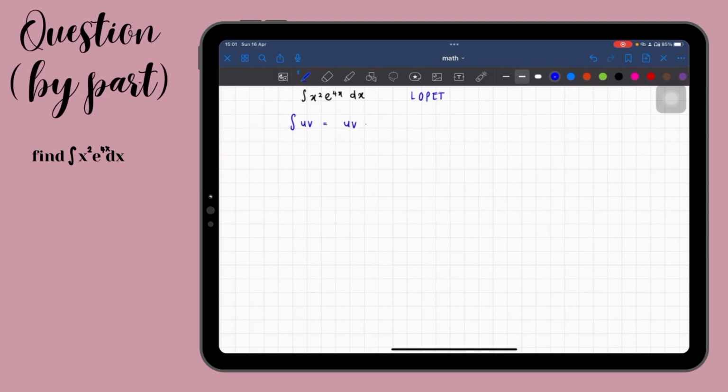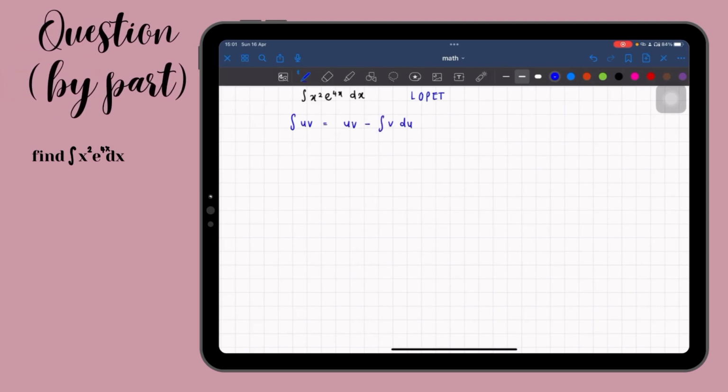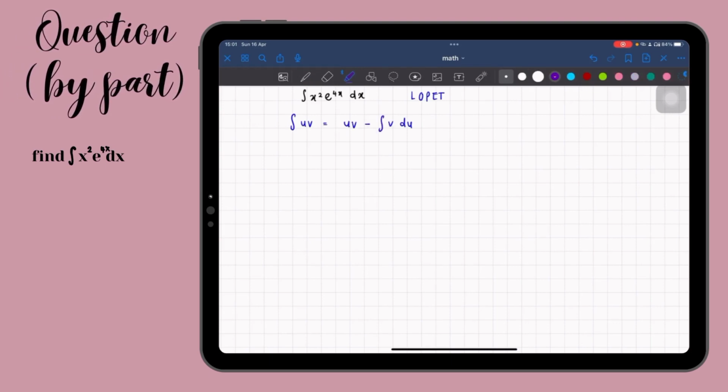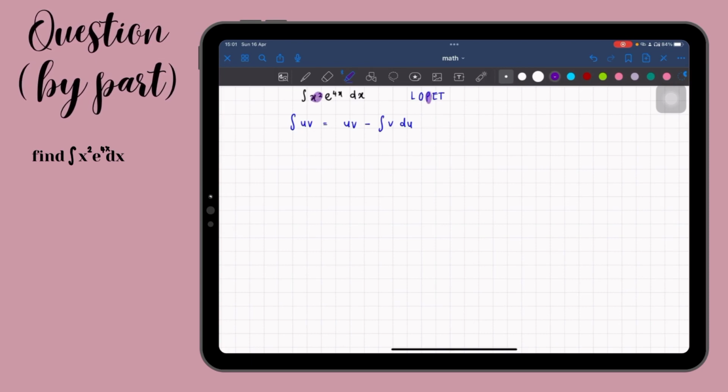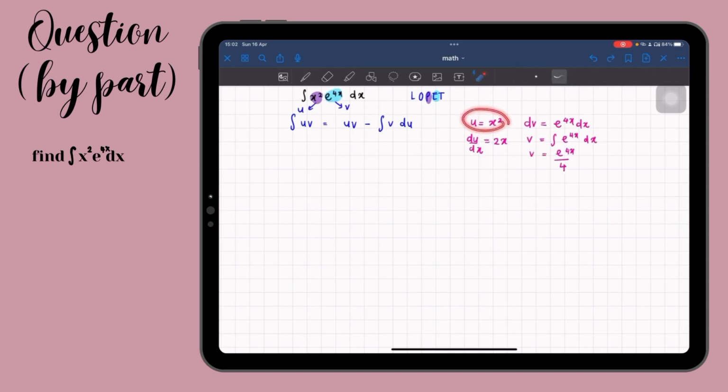Equal to uv minus integrate v du. We know that the polynomial is composed, and next one is exponent, which is e power of 4x. So take u and v. So x squared e power of 4x over 4 minus integrate. So now v and du.